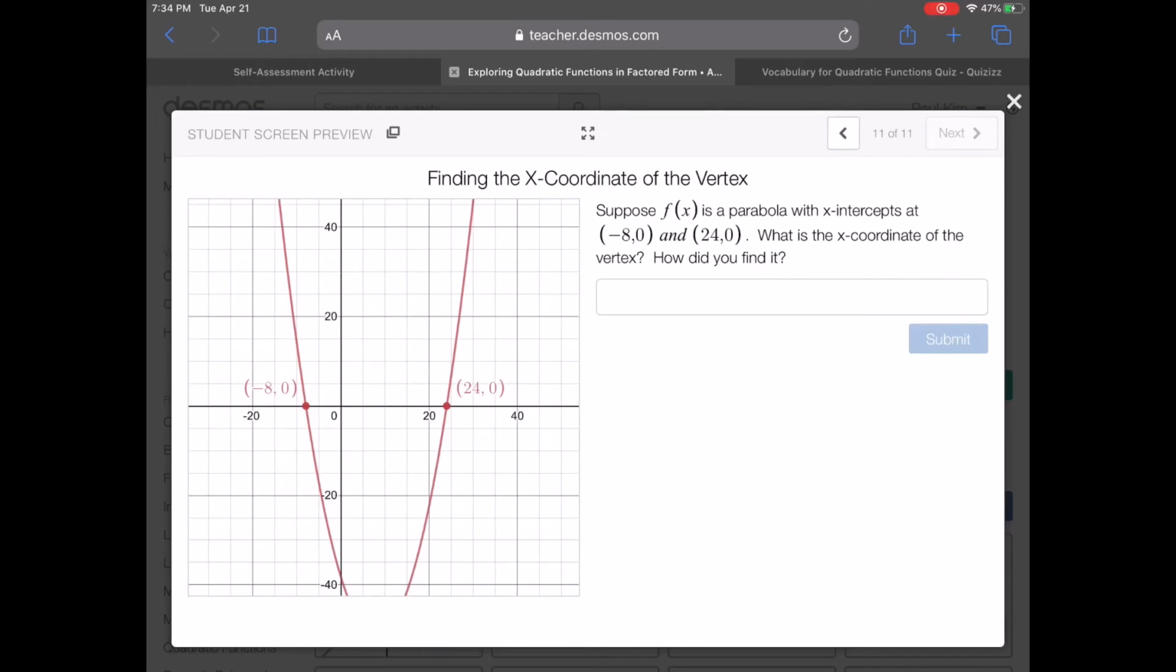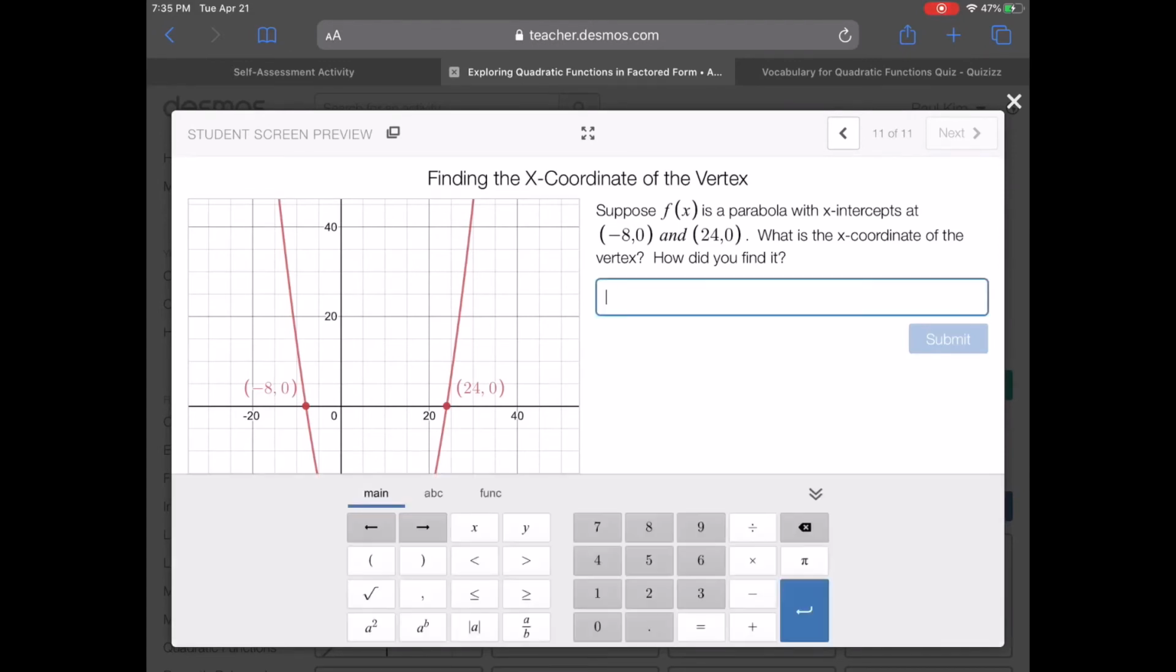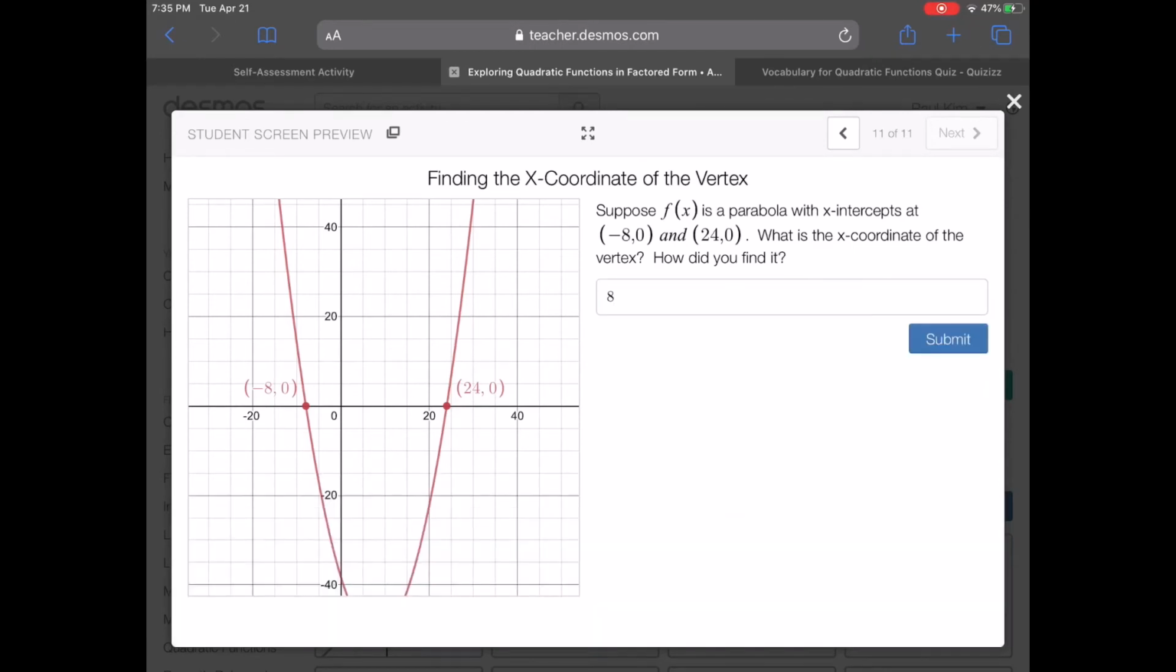Finally, suppose f of x is a parabola with x-intercepts at -8, 0, and 24, 0. What is the x-coordinate of the vertex, and how did you find it? So because we know the vertex lies right in between the two x-intercepts, we want to take the average of the x-intercepts. So if I take -8 and add it to 24, I get 16. And 16 divided by 2 is 8. Just what I said before, the vertex is right in the middle of the two x-intercepts. So you're going to take the x-coordinates of your x-intercepts, average them out, and I know my vertex has to lie there. So that's your Desmos activity.